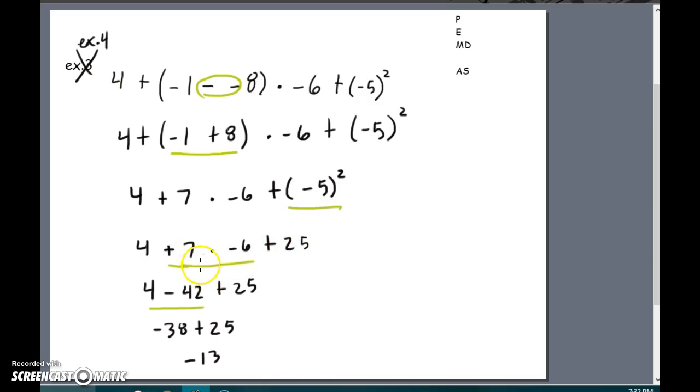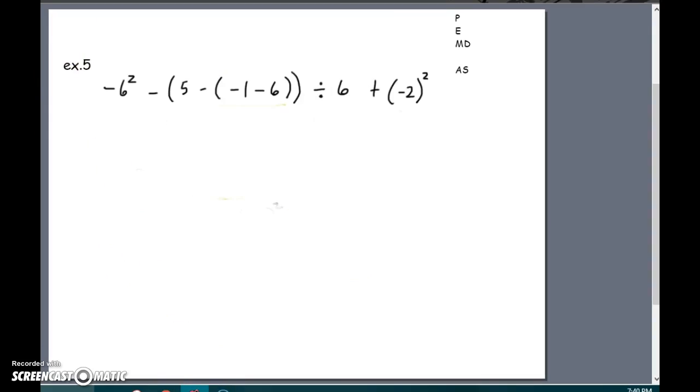Then I saw that there was addition, multiplication, and addition, and I multiplied. I made sure that this was a positive 7 times a negative 6, and the outcome was a negative 42. Then I did my subtraction before the addition because it came first from the left to the right, and I got a negative 38. Added that up to 25, and I got a negative 13. Okay, so this is the last example today. Go ahead and pause the video right now.